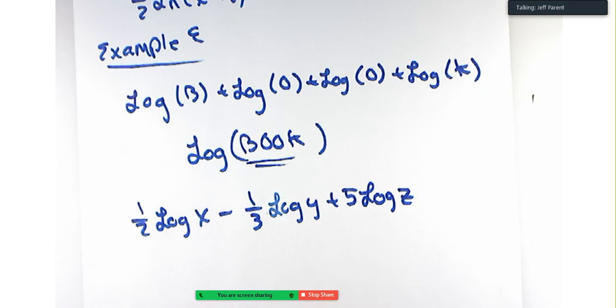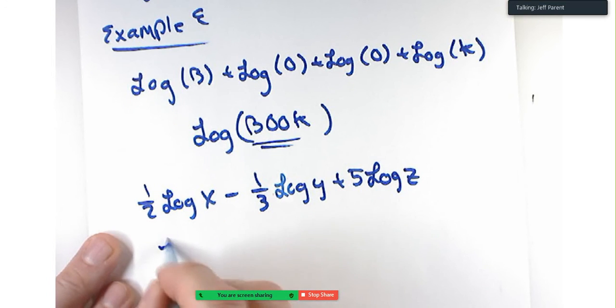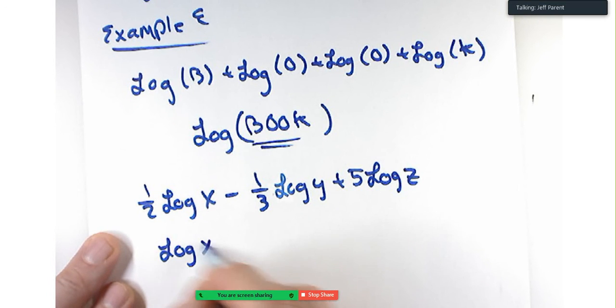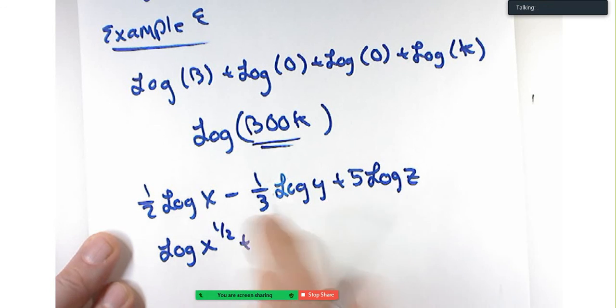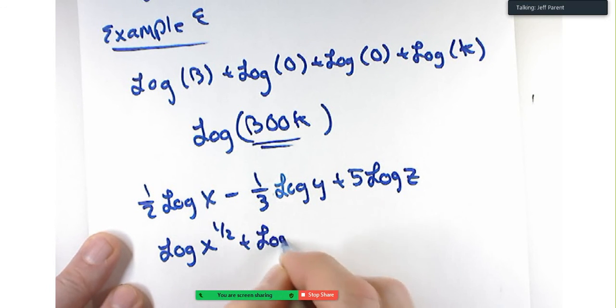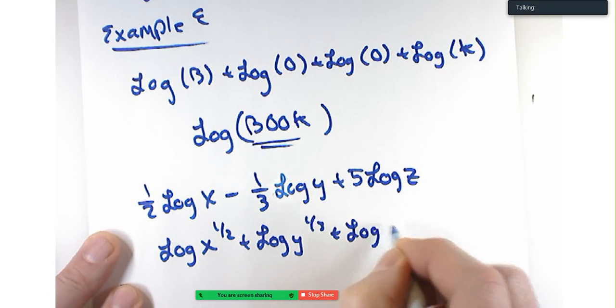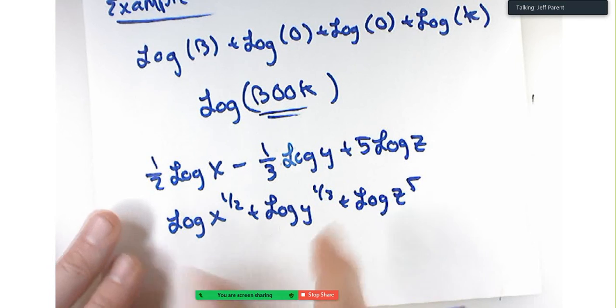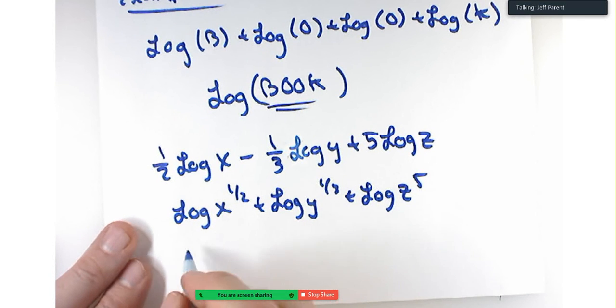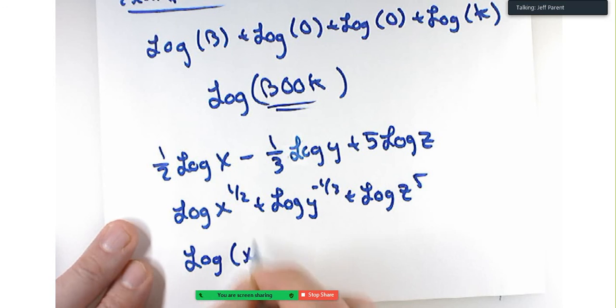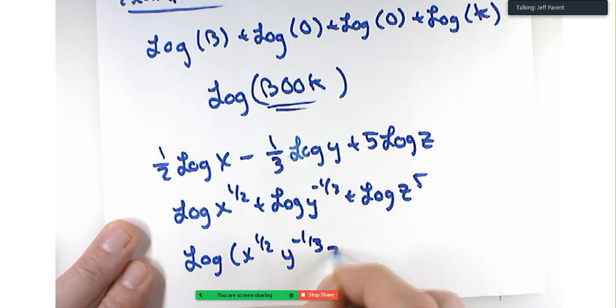What I would typically do with these is get rid of the leading coefficients. Here I'll take the negative as well as the 1/3 up into the exponents. Log of z to the 5th. And now you can bring all these together as a product. Oh, that should be a negative 1/3. Log of x to the 1/2, y to the negative 1/3, and z to the 5th.